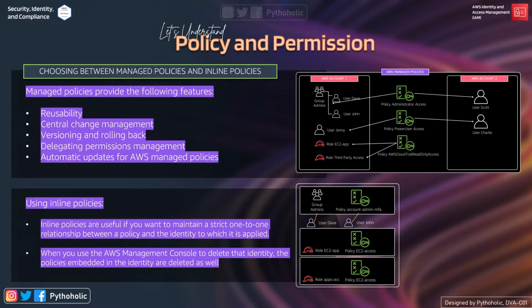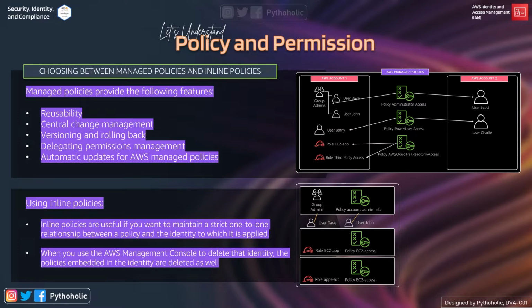Next is inline policies. Let's see what we can do by using inline policies. Inline policies are useful if you want to maintain a strict one-to-one relationship between a policy and the identity to which it is applied. Sometimes what happens is you want a user to have a single access or one-time access, then you can just define a permission for that. And once the user has performed the operation, then you can just delete the user or the policy along with that. And that way you can actually use inline policies for that particular time.